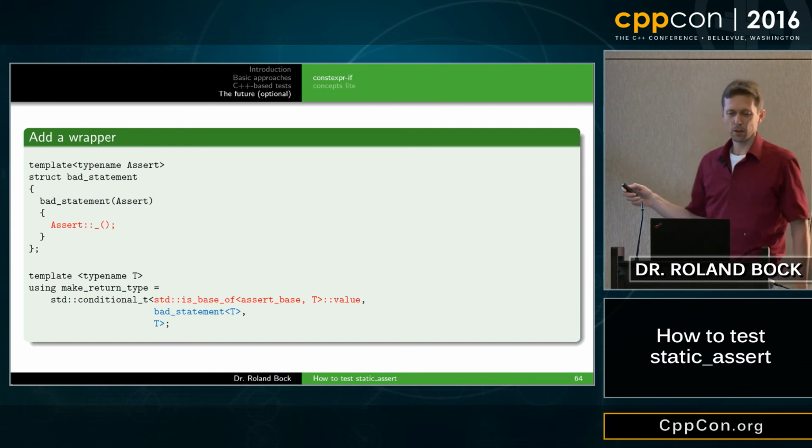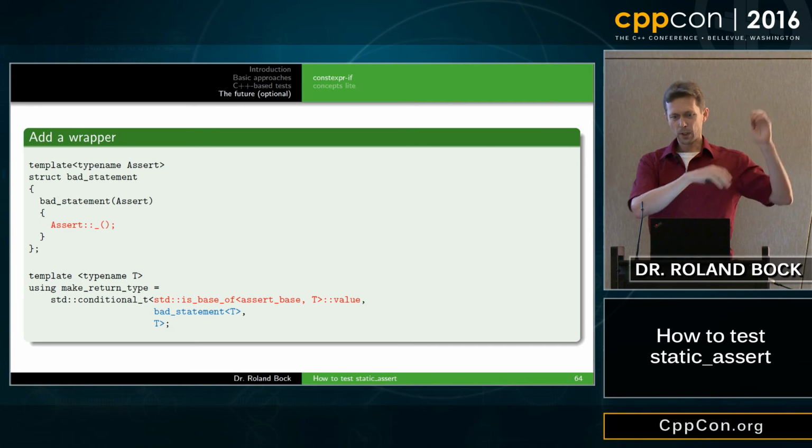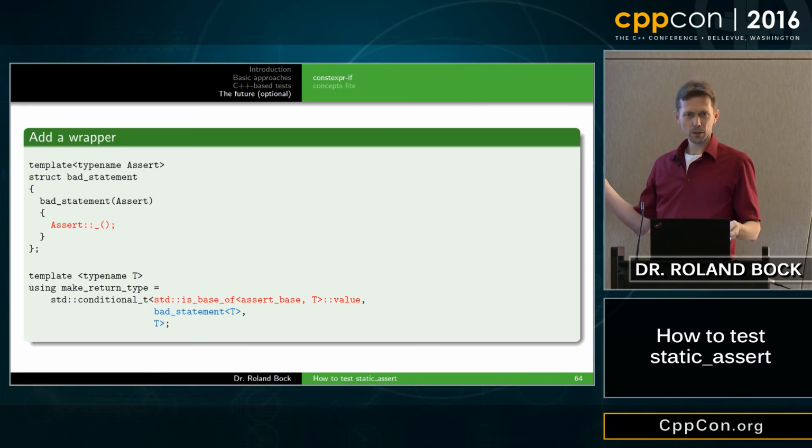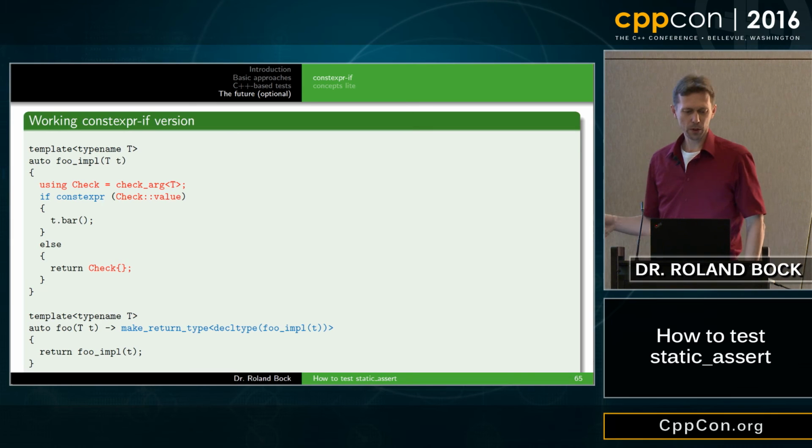Okay. And then we need something for return type magic. So we create a conditional type that checks whether this is the return type of something else, whether that is one of these wrapped static asserts. They now all have to derive from something or have to have some tag or whatever. They have to have some marker that makes them detectable. So let's use is_base_of in this example. And if they are one of these wrapped static asserts, then we construct a type of bad_statement of T. Otherwise, it's just T.